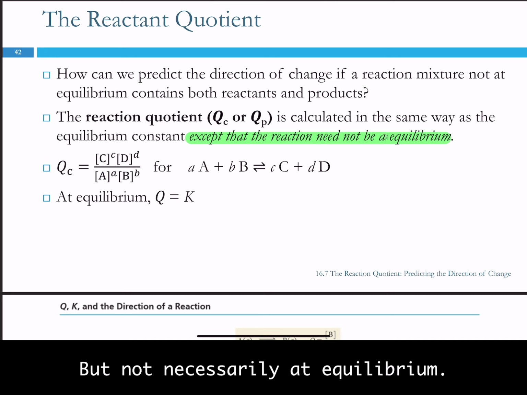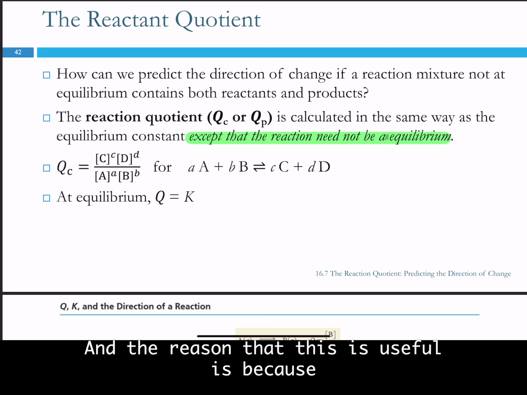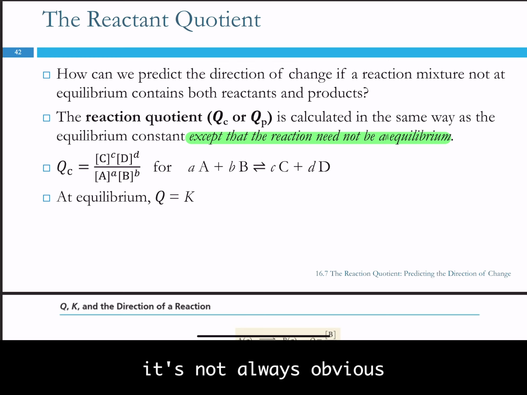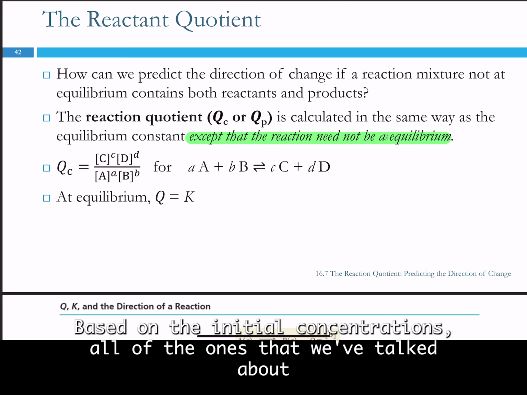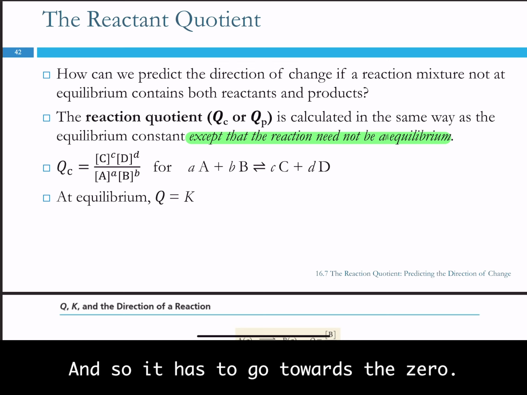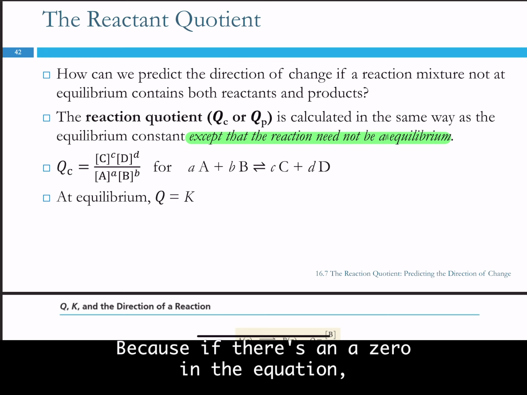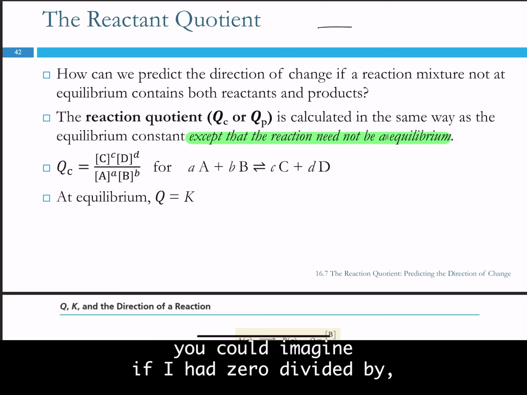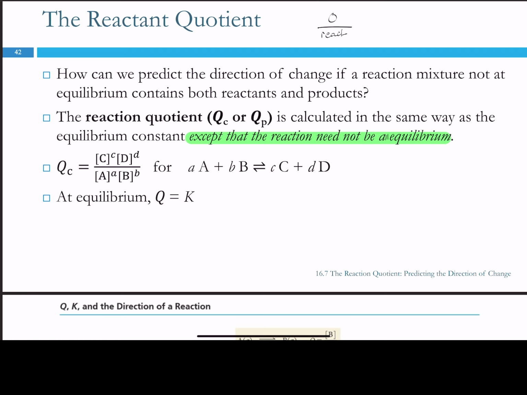But not necessarily at equilibrium. And the reason that this is useful is because it's not always obvious which way the reaction will go based on initial concentrations. All of the ones that we've talked about so far, our reactants are 0 or our products are 0, and so it has to go towards the 0, because if there's a 0 in the equation, you can imagine if I had 0 divided by reactants, that's going to be 0.